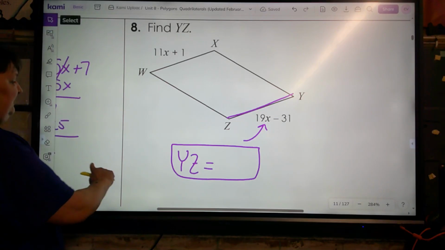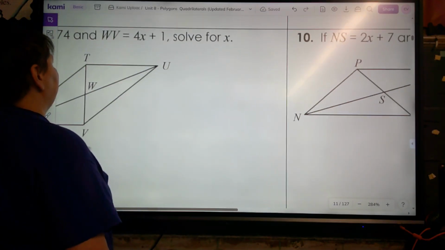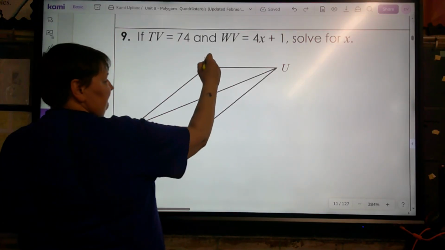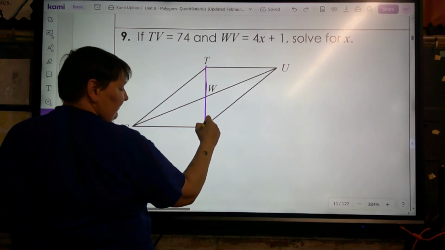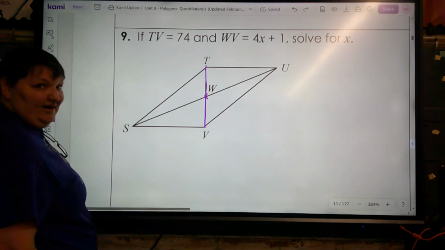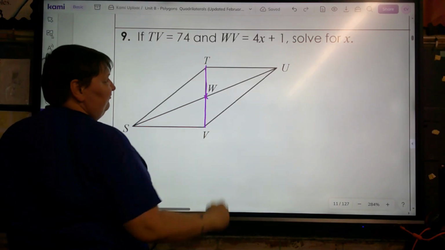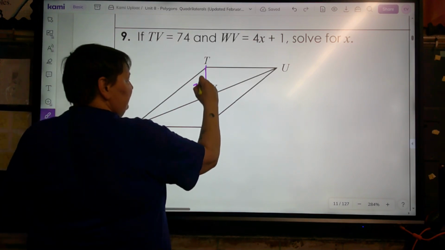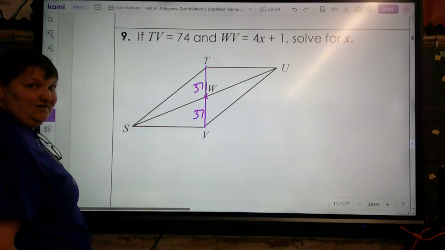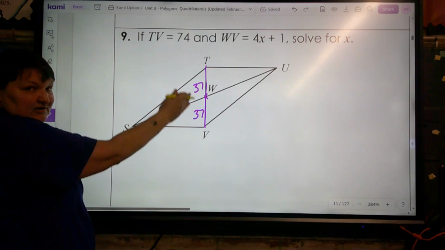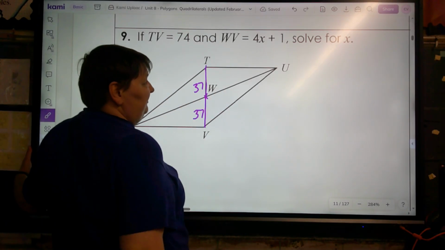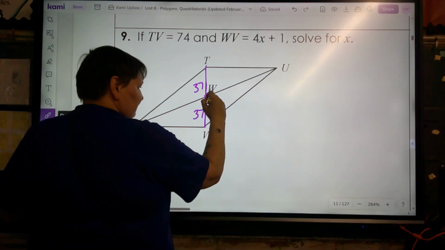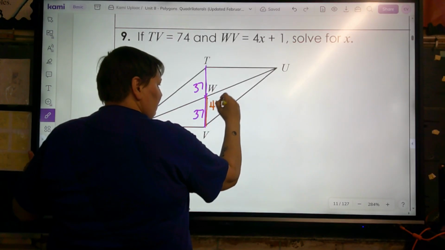And now you're back. We can move on to number 9. 9 says, if TV is 74, we know that this right here is a bisector. So half of 74 would be 37. Right, so this is 37 and this is 37, because a bisector creates 2 equal pieces. And we know WV is 4x plus 1. So this piece is 4x plus 1.